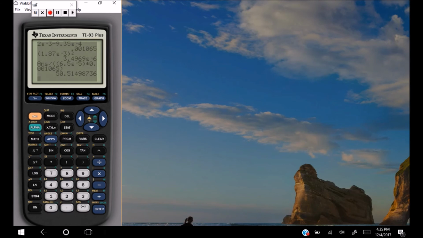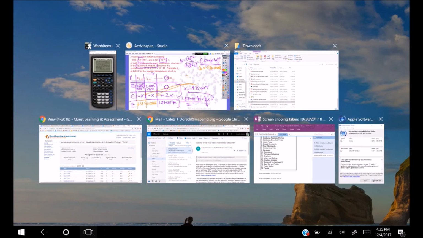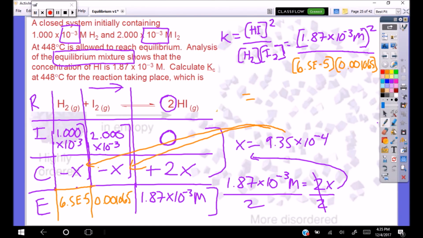and we get 50.51. This had 4 sig figs, so we'll stick with 4 sig figs. We get K is equal to 50.51. All right. So pretty easy to figure out your equilibrium constant. We just have to remember a couple of different steps. And once you have your X, your change in X, you can figure out your equilibrium concentrations fairly easy.